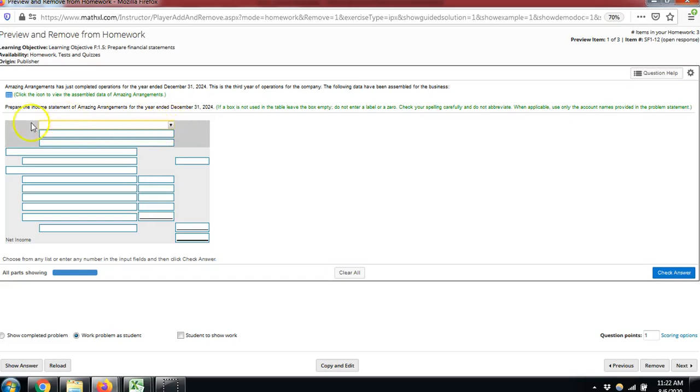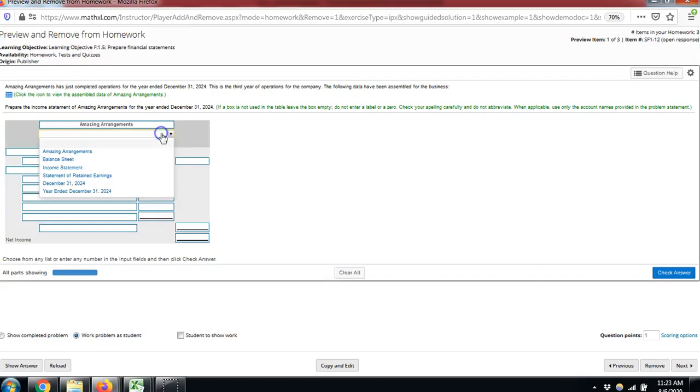Up here we have our header information. The first thing we're going to do is put the name of the company, in this case Amazing Arrangements. Next thing we're going to do is put what statement this is, in this case the income statement. And then the last part of this header is the time period.